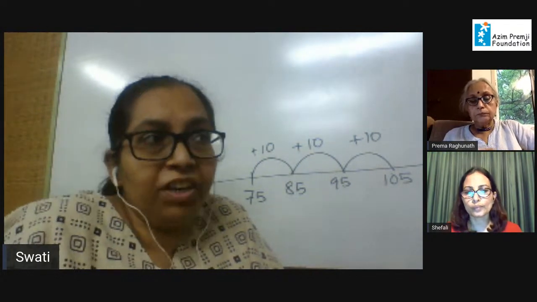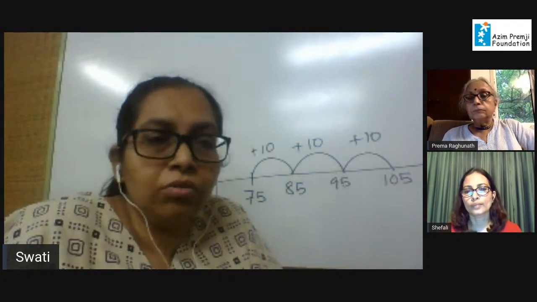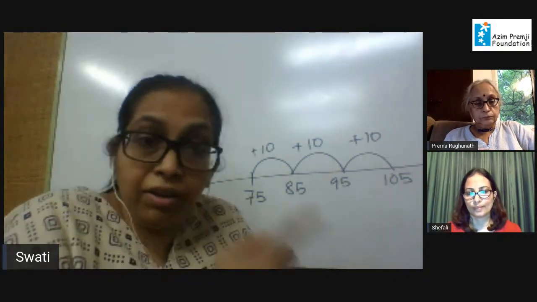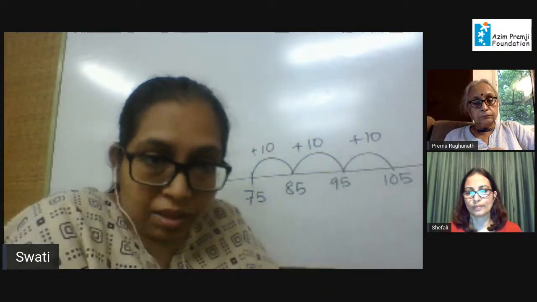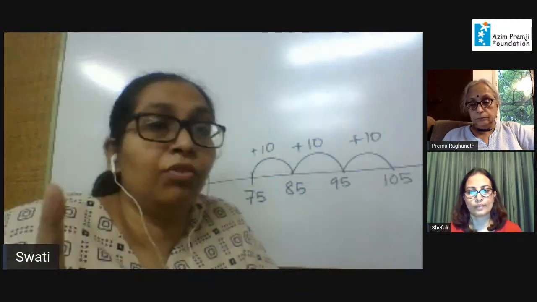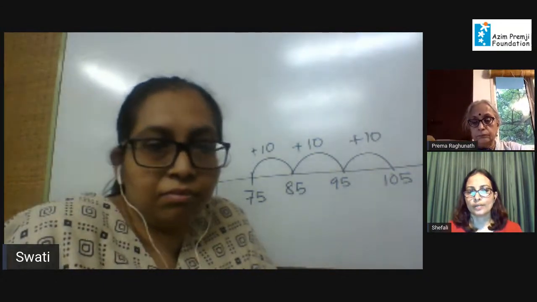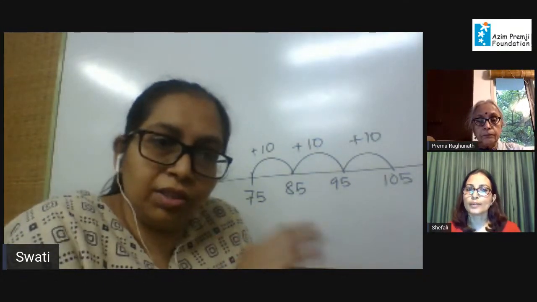So to figure out if children are able to do that, the teacher can give them a problem and ask them to draw it. Now, if they're able to draw it from an abstract thing, that means that mental picture has formed. So now it's time to push them out.